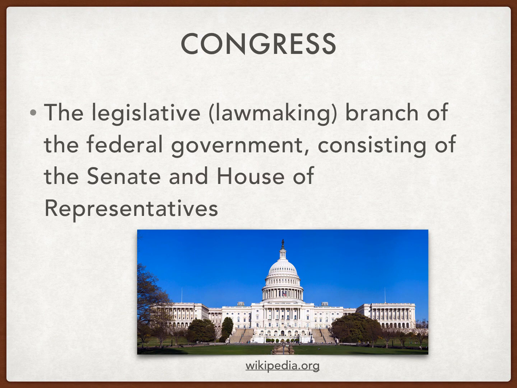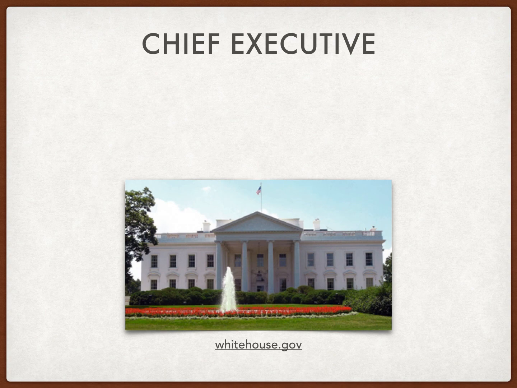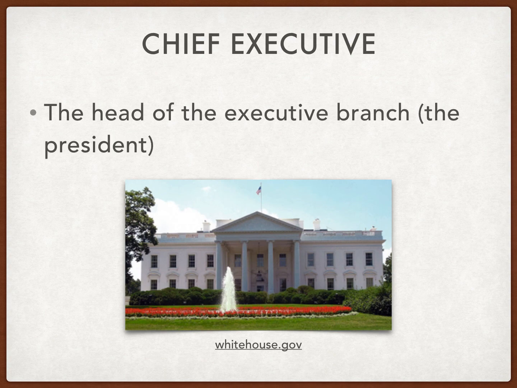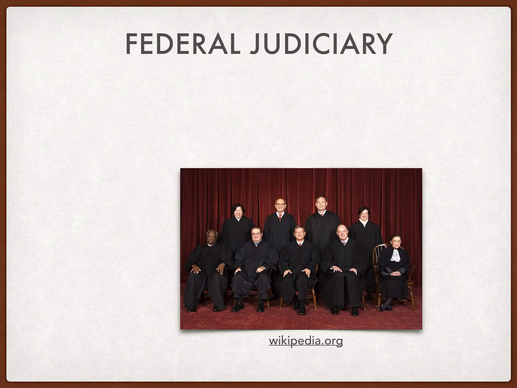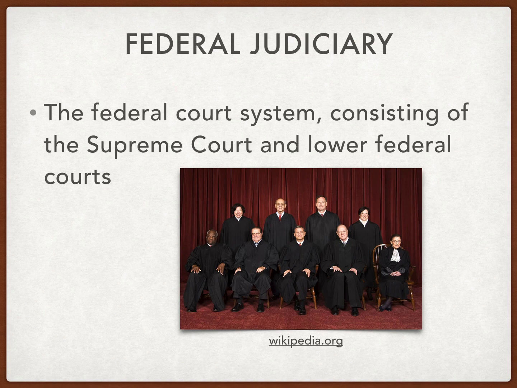Congress. Congress is the legislative or lawmaking branch of the federal government, and it consists of the Senate and the House of Representatives. Chief Executive refers to the head of the executive branch, which is the president. Federal Judiciary refers to the federal court system, which consists of the Supreme Court and lower federal courts.